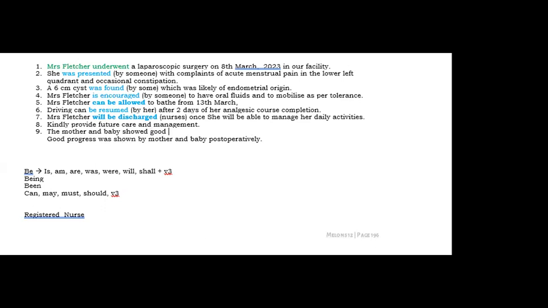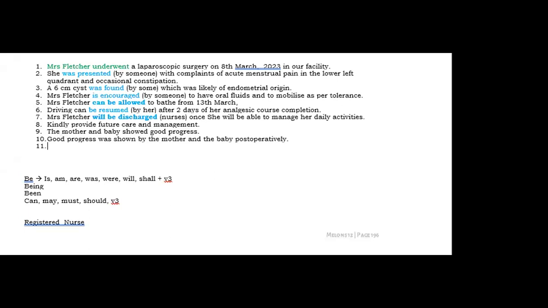Okay, so please, you have to stay here. You know why I keep on asking you to stay here? Because it is passive voice. The mother and the baby showed good progress is equal to good progress was shown by the mother and the baby. I'm giving you two options. You can tell me in a letter which one sounds better. The mother and baby showed good progress, or good progress was shown by the mother and the baby post-operatively. Which is better? Which is standard? First one is standard. That means you cannot write passive voice every time. All the time passive voice is not applicable.